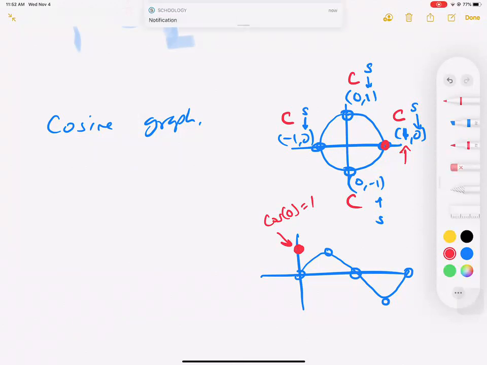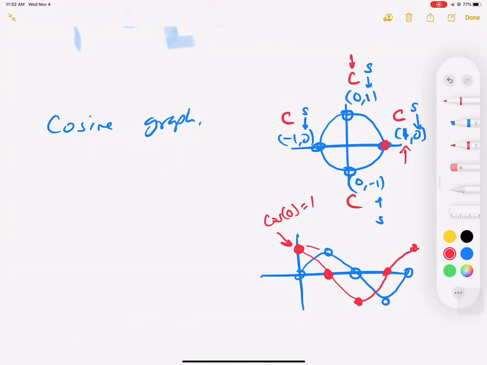We move from here. Next point is, what's the cosine at pi over 2? It's going to be 0. We're down over here now. What's the cosine of pi? That's -1. We're way down here. It's almost like cosine is mimicking sine, except it's one step behind. Let's come back up. From -1, we go back to 0, and then all the way up to +1.